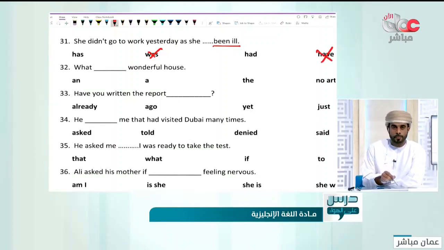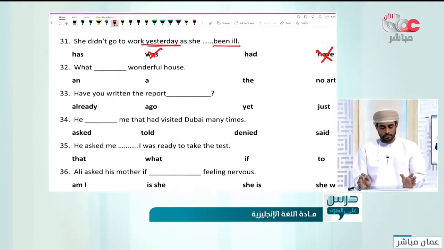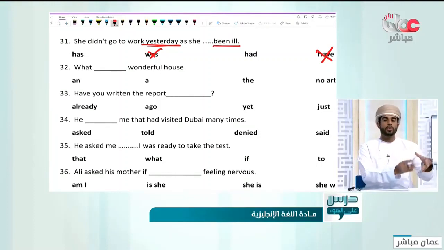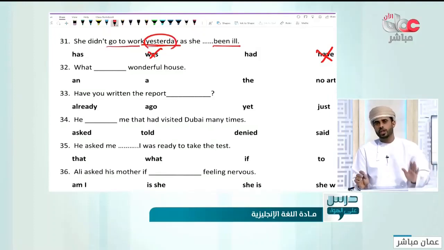So is it the present perfect or the past perfect? Let's look at it. Yesterday. If we look at the thing, is she still sick? Yes, you can use the word has if she is still sick. If you are talking about something that happened in the past, one of them before the other one, you may use the word had. And she didn't go, since they said yesterday, let's assume she has recovered now, and she is well now.